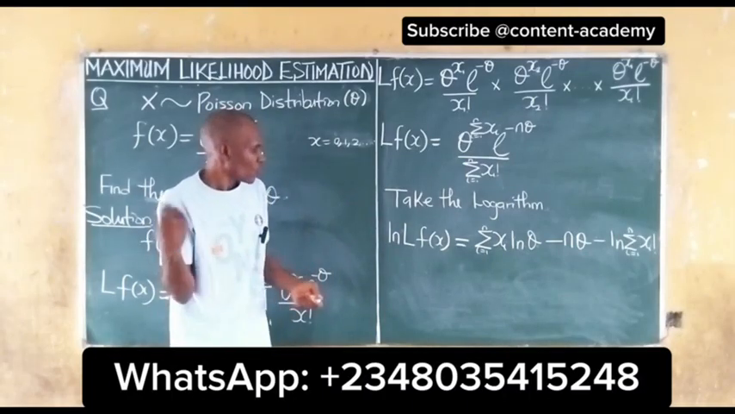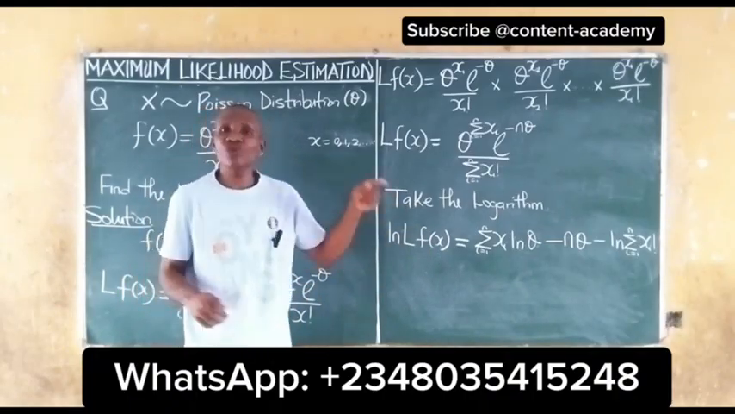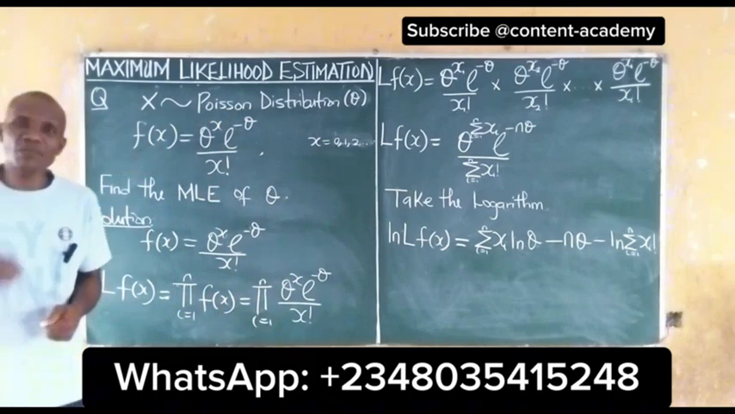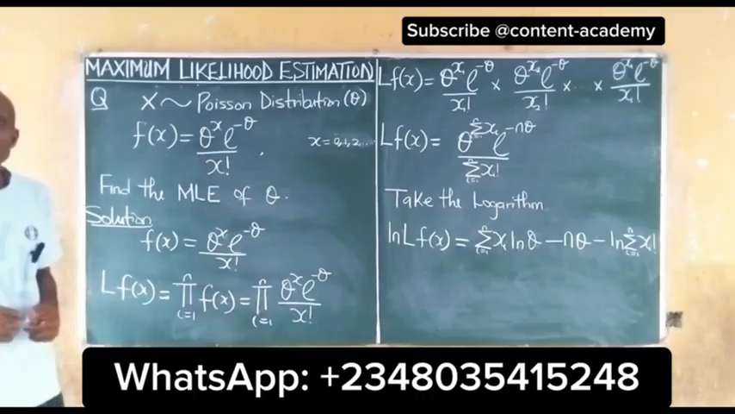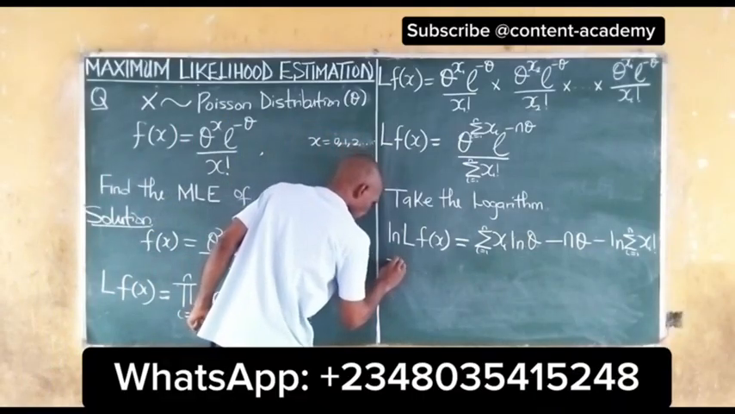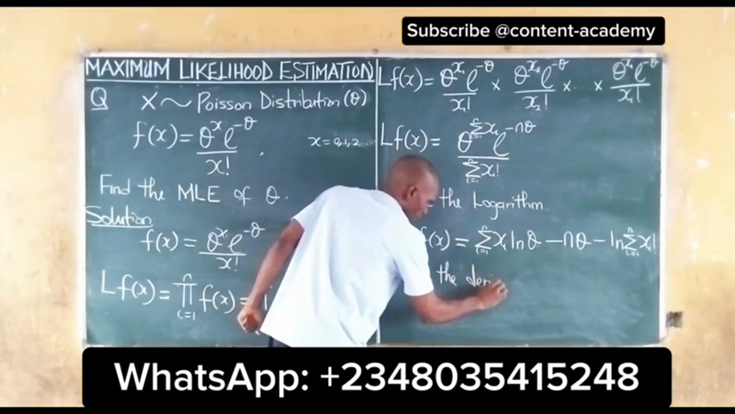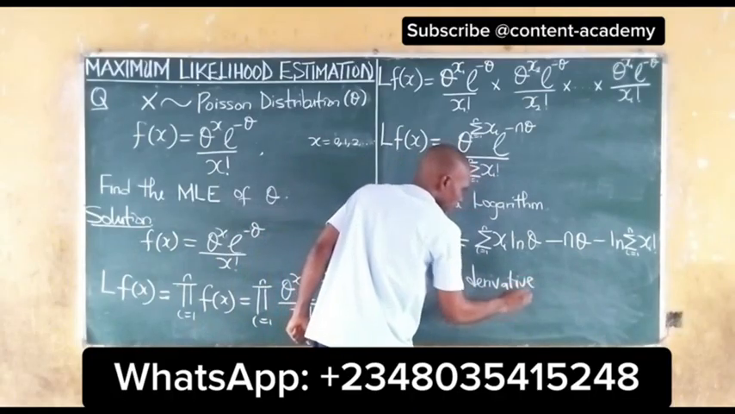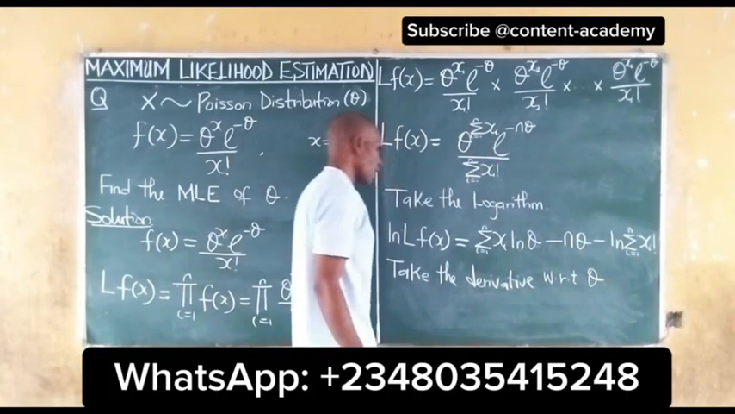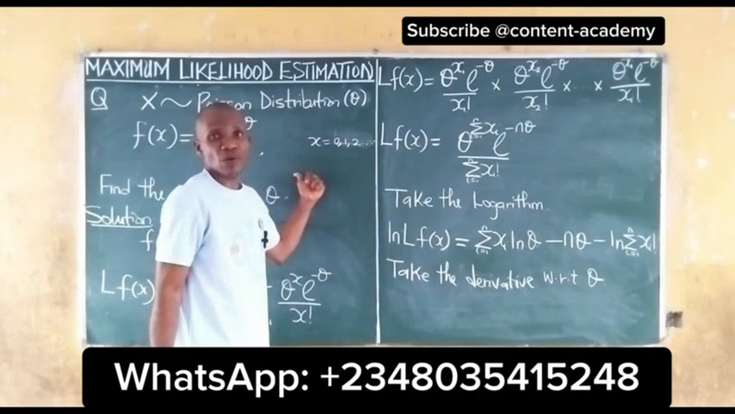Now the next thing to do is to take the derivative with respect to theta. Once we take the derivative with respect to theta, we can easily get the maximum likelihood estimate for the given distribution. Now, we say take the derivative with respect to theta. So for me to do that, we move over to this side of the board.